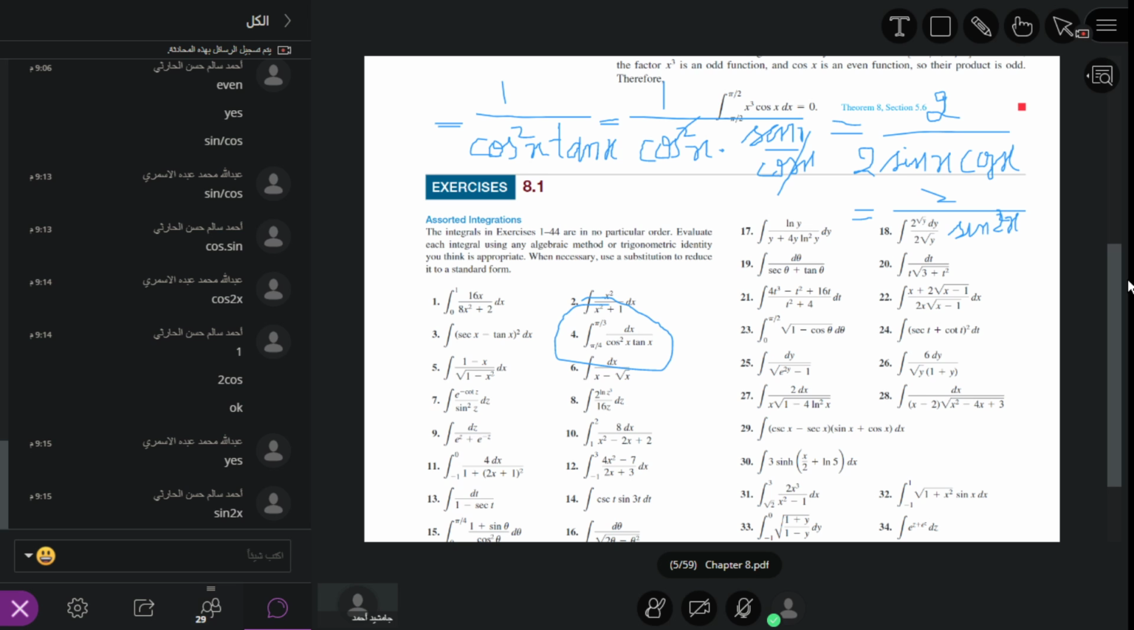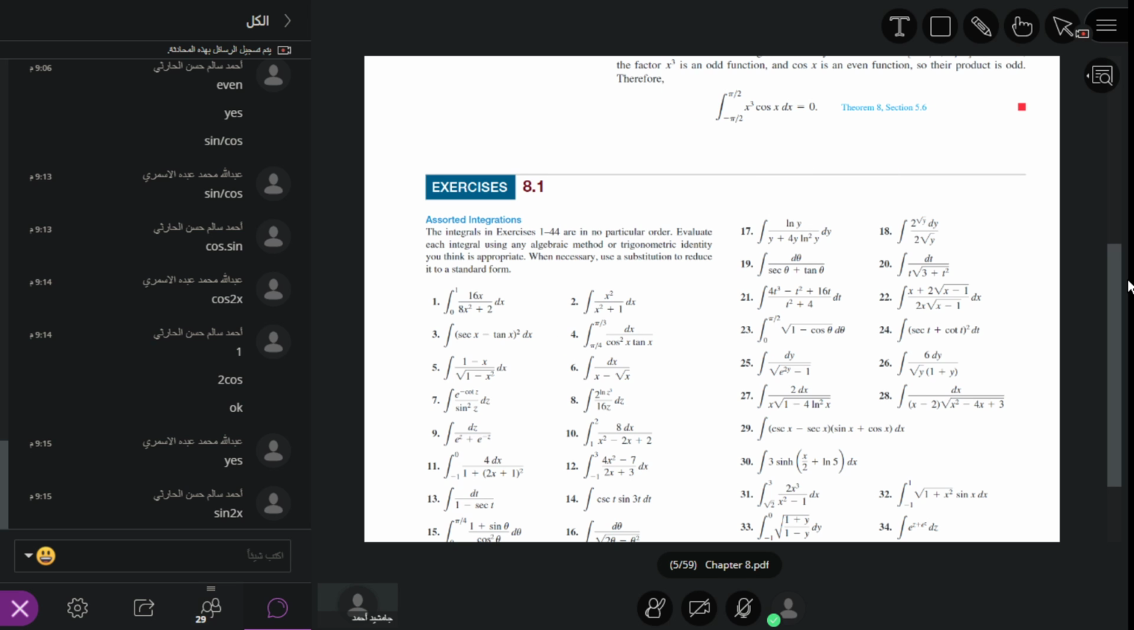So our given function, which is 1 over cosine square x tan x, is equal to 2 divided by sine 2x dx. Everything else is the same: the lower limit is pi by 4 and the upper limit is pi by 3.